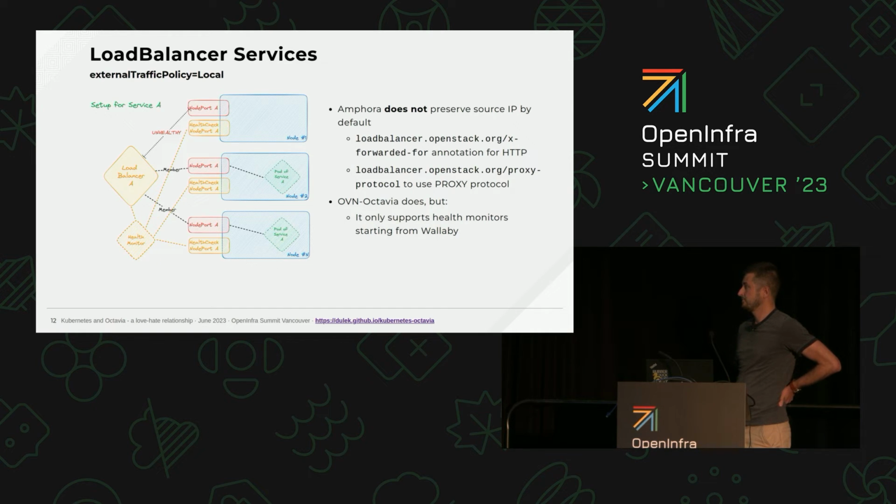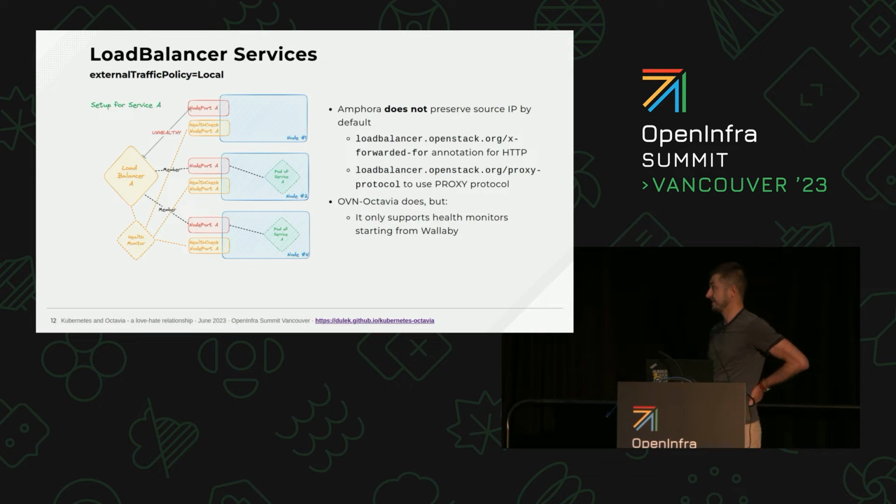So I've told you that Amphora does not preserve source IP, but Octavia does. The only problem is that only recently it got the health monitors support, and without health monitors, we cannot really use external traffic policy set to local. So yeah, you need a fairly new OpenStack for that.